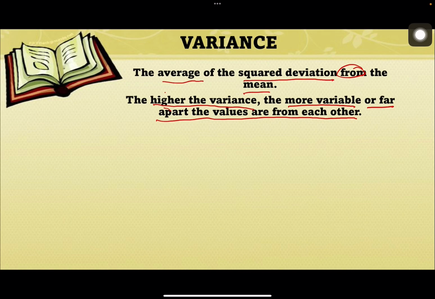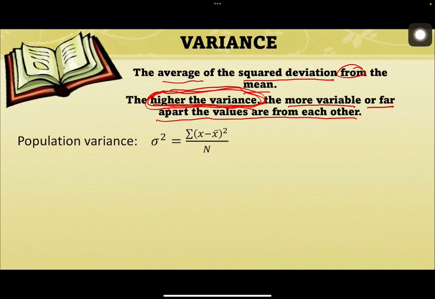So, ibig sabihin, if the given has a higher variance, yung kanilang scores ay scattered or yung grades nila ay scattered. Malayo sa isa't isa ang distansya. Or we can say that they are heterogeneous. Magkakaiba sila. Kumbaga, magkakasama sila for the male group, pero yung ability nila ay magkakaiba at malayo sa isa't isa.